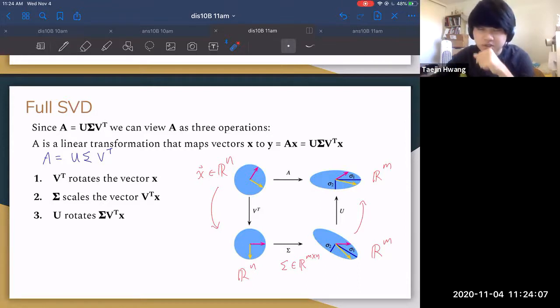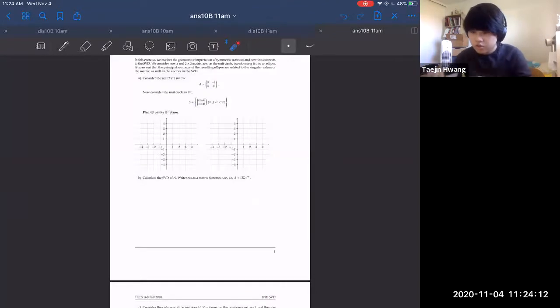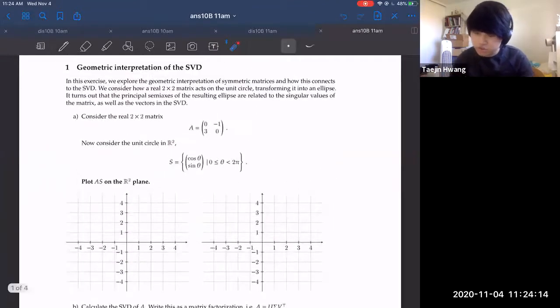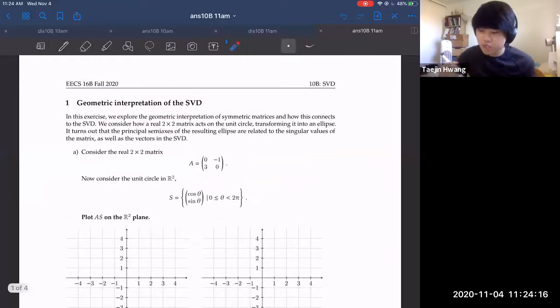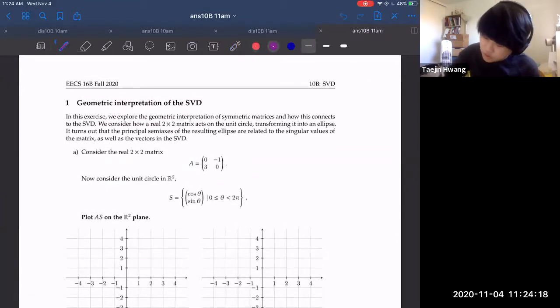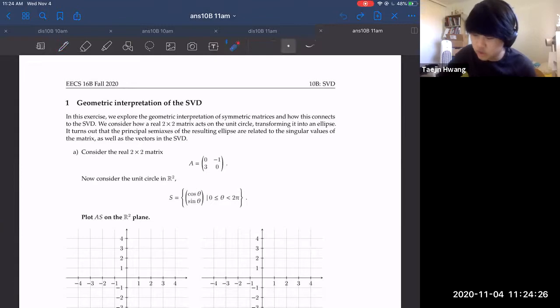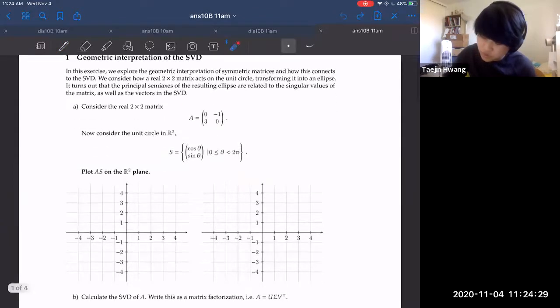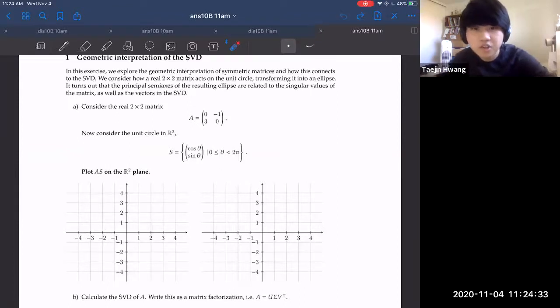Let's take a look at the discussion worksheet then. So the first question on the worksheet, we're going to take a look at a matrix A, and we're going to see how we can view it as a series of rotations and scalings. And luckily it's a square matrix as well. I'm going to give everyone some time to take a look at this, think about this, and we'll look at this together in a minute or so.